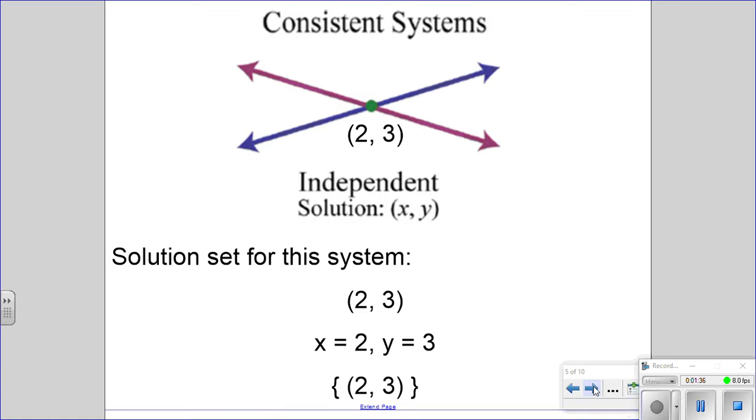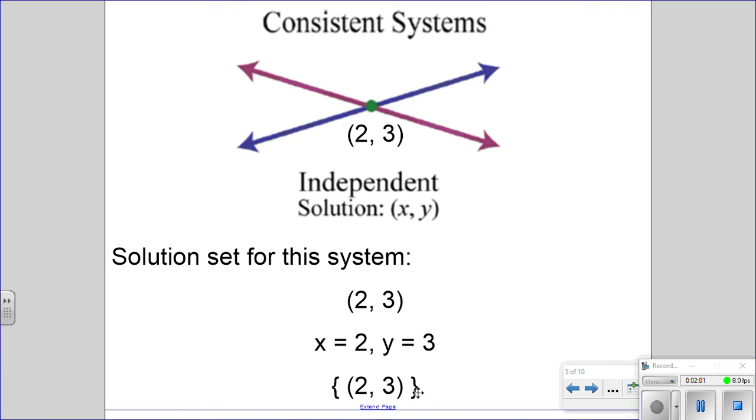Because of that, we have a few different ways to write the solution set. And actually, there's more ways than this, but we're just trying to stick with the basics. So for example, in our graph display up here, if this intersection was the ordered pair 2, 3, we could write the solution set as just the ordered pair 2, 3. We could say when x equals 2, y equals 3. Or we could use this notation down here.